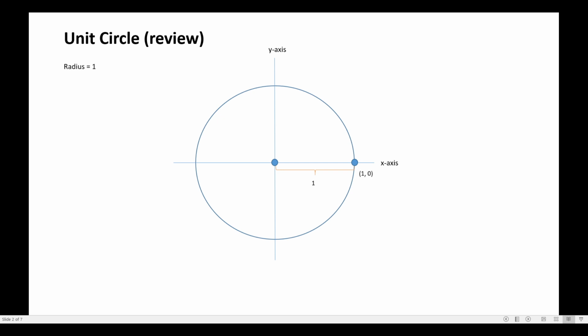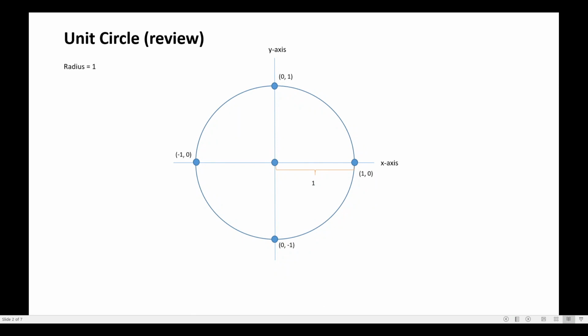Always remember that any point on the rectangular coordinate system is represented by an ordered pair. This point here is (0, 1), and this point is (-1, 0). Lastly, we have (0, -1).